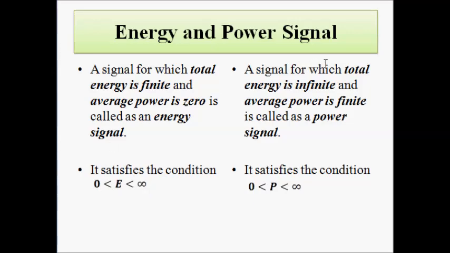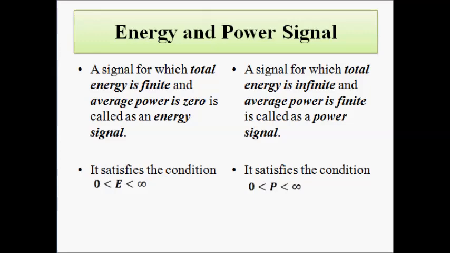whereas a power signal is one in which the total energy is infinite, but the average power is finite. It has a certain non-zero value which lies in between 0 and infinity. The power value of the signal, the average power value of the signal lies in between 0 and infinity.